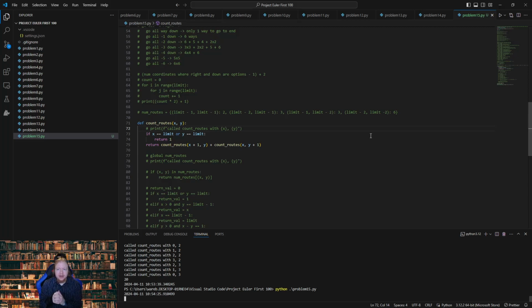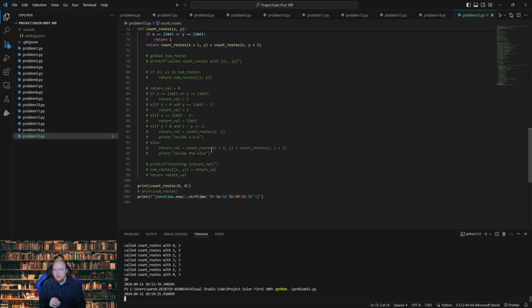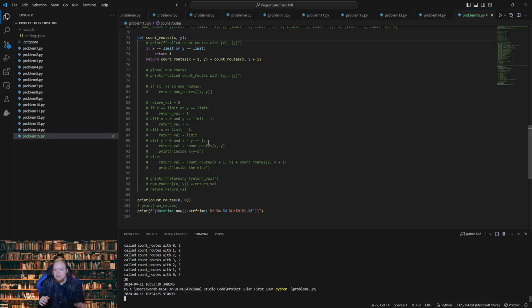Based on the most recent count that we just did, I think yesterday I was starting to get kind of tired and starting to overcomplicate things. And I just got kind of lost in the weeds. I think 20 is the correct answer for the 3 by 3. So I do think it will give us the correct answer for the 20 by 20. It's just not doing it efficiently.